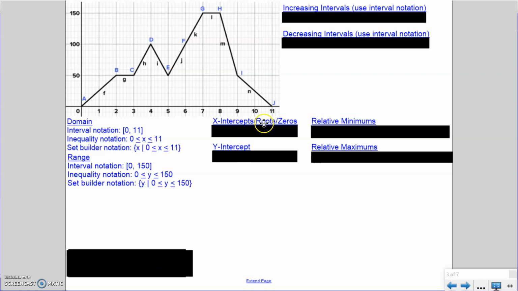Then I find x-intercepts or roots or zeros or solutions. There's one right here at 0, 0, and one here at 11, 0. So there's 2. Y-intercept, it crosses the y-axis once at the origin, 0, 0 in this case.